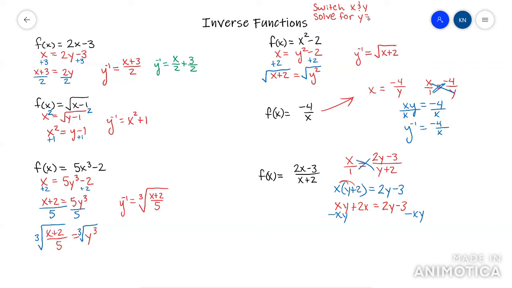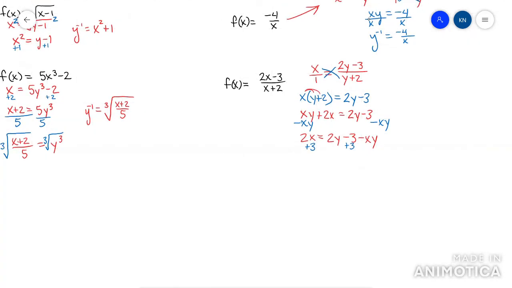So now I can rewrite this problem. 2x equals 2y minus 3 minus xy. Okay, now anything that doesn't have a y has to go to the other side as well. So like this minus 3, it's got to go to this other side. So I'm going to add 3. There's no like terms there either. Okay, so now I'm at 2x plus 3 equals 2y minus xy.